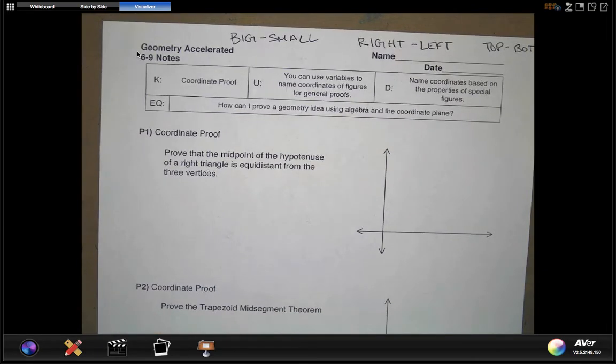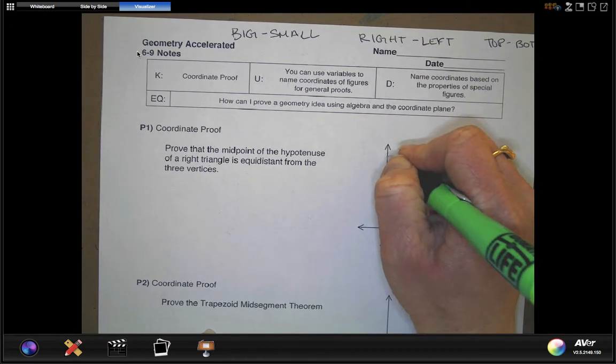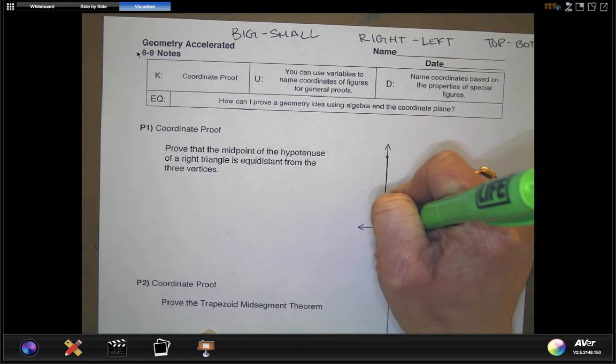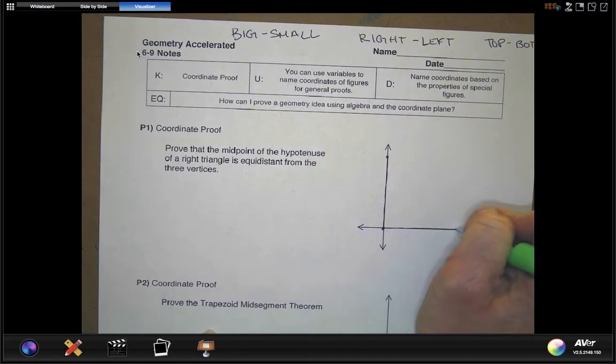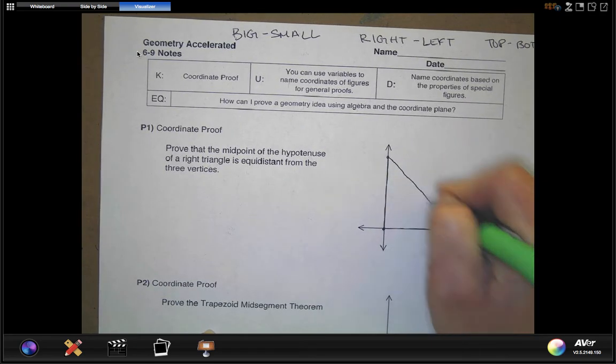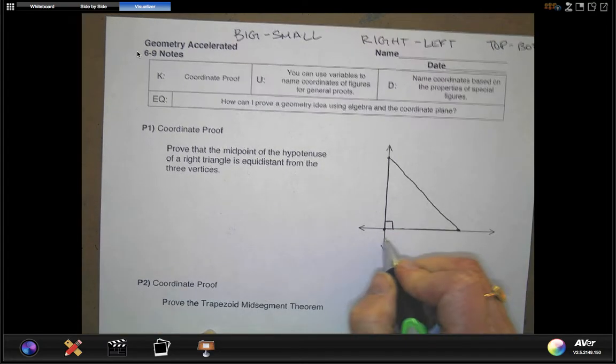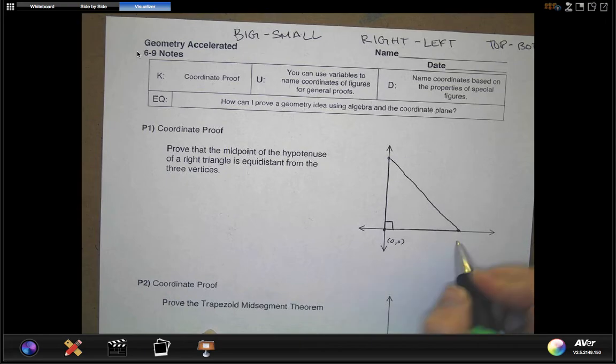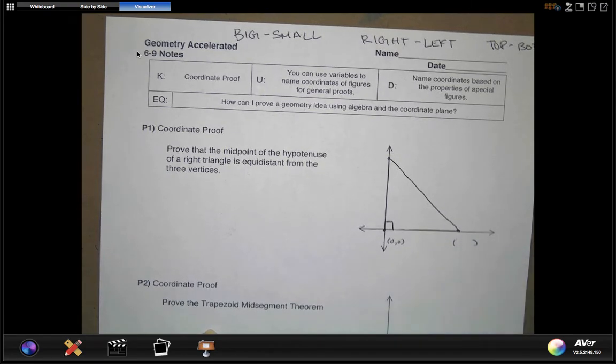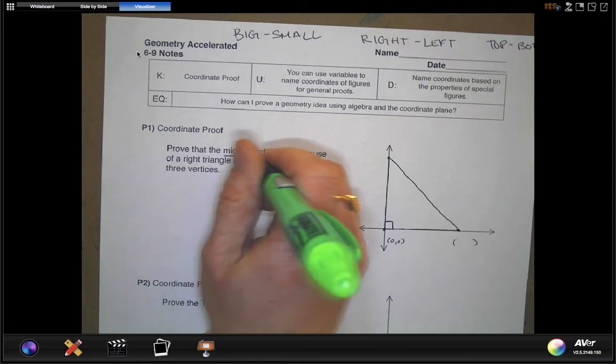So, all right. What you're also going to find with these coordinate proofs is that you're going to have to define your own given and prove. It says prove that the midpoint of a hypotenuse of a right triangle is equidistant from the three vertices. So obviously, if I'm putting a right triangle here, I want to put one of the vertices at the origin, and I'm going to put the right angle at the origin. So then I know that this coordinate right here is 0, 0. This coordinate I could call whatever I want, but it says here I'm going to do the midpoint.